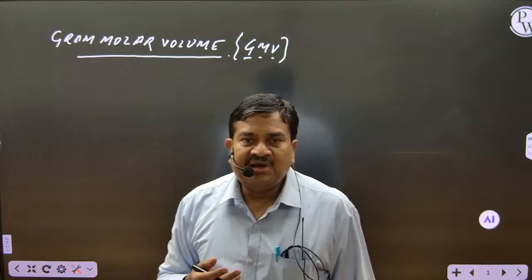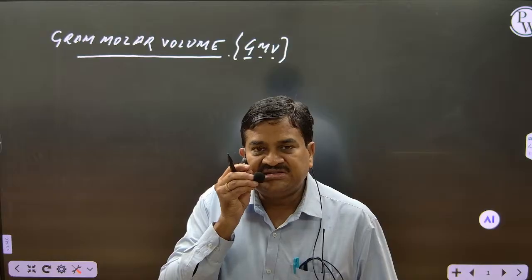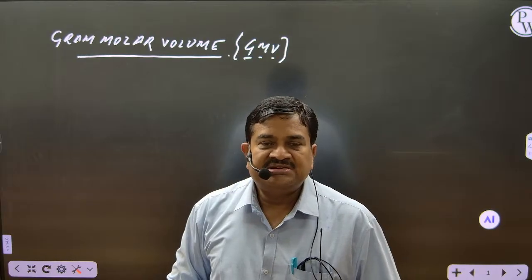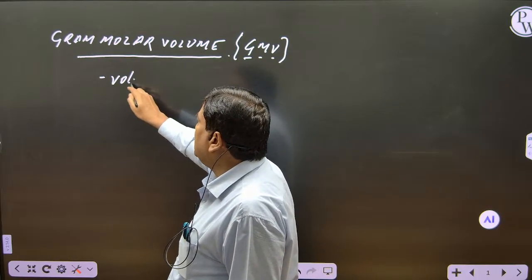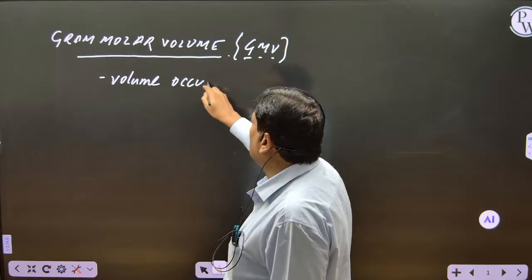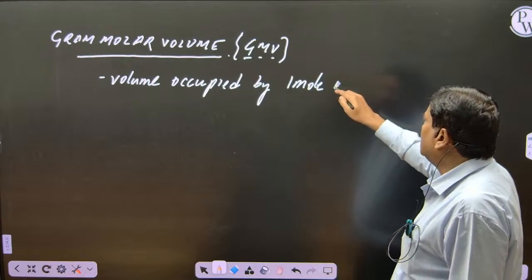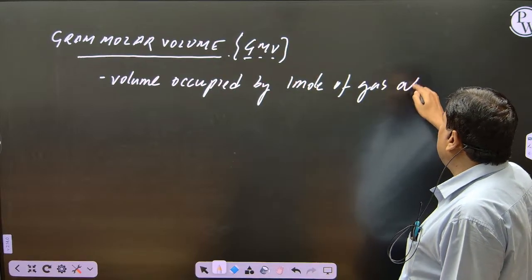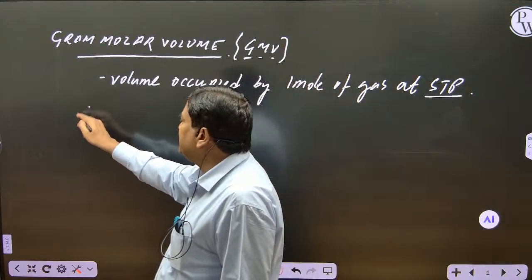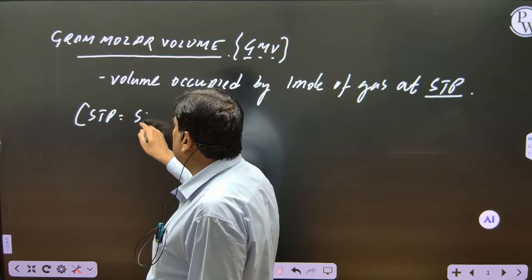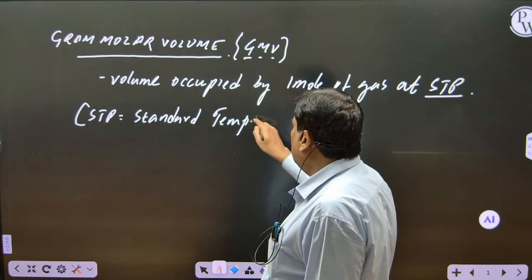Now see, what is gram molar volume? The volume occupied by 1 mole of gas at STP condition. So what is STP? Standard temperature and pressure. So make a note: the volume occupied by 1 mole of gas at STP condition. Then what is STP? STP is called standard temperature and pressure.